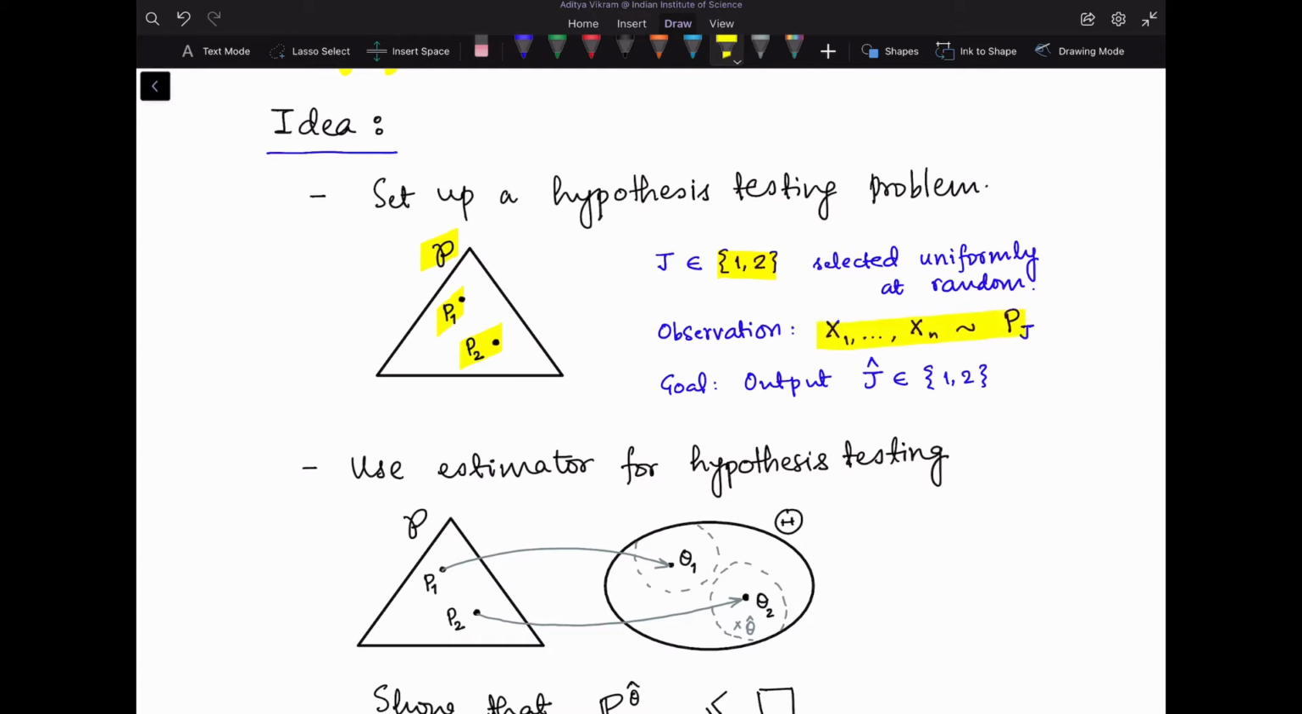The goal is to output J hat. So J hat is the estimate of J. We don't know J, we just see the samples from x1 to xn. We know that J can be either 1 or 2. We know what P1 and P2 are. And based on these samples, we want to estimate J hat.